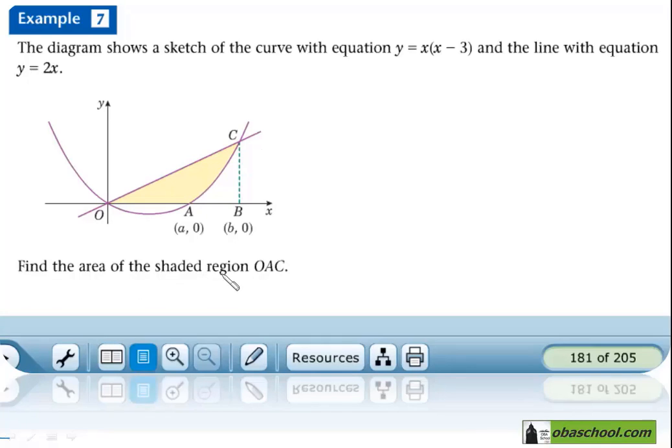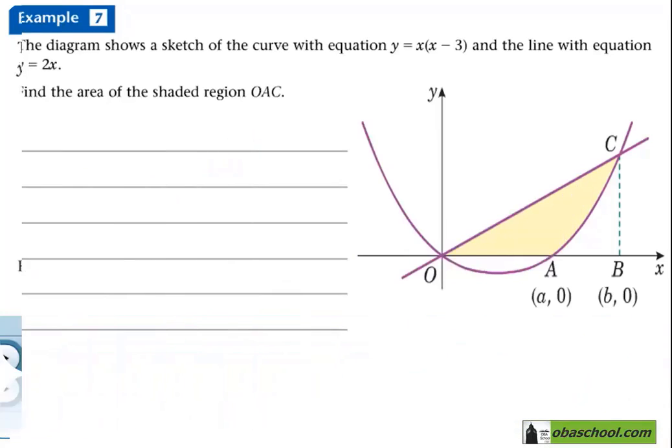We want to find the area between the straight line, the x-axis, and the curve. Before we start solving, we need to know the coordinates of certain points. We have point A, point B, which gives us the limits of where these curves intersect, and point C. Point A is on the x-axis. We know that y is 0, so we need to find A.